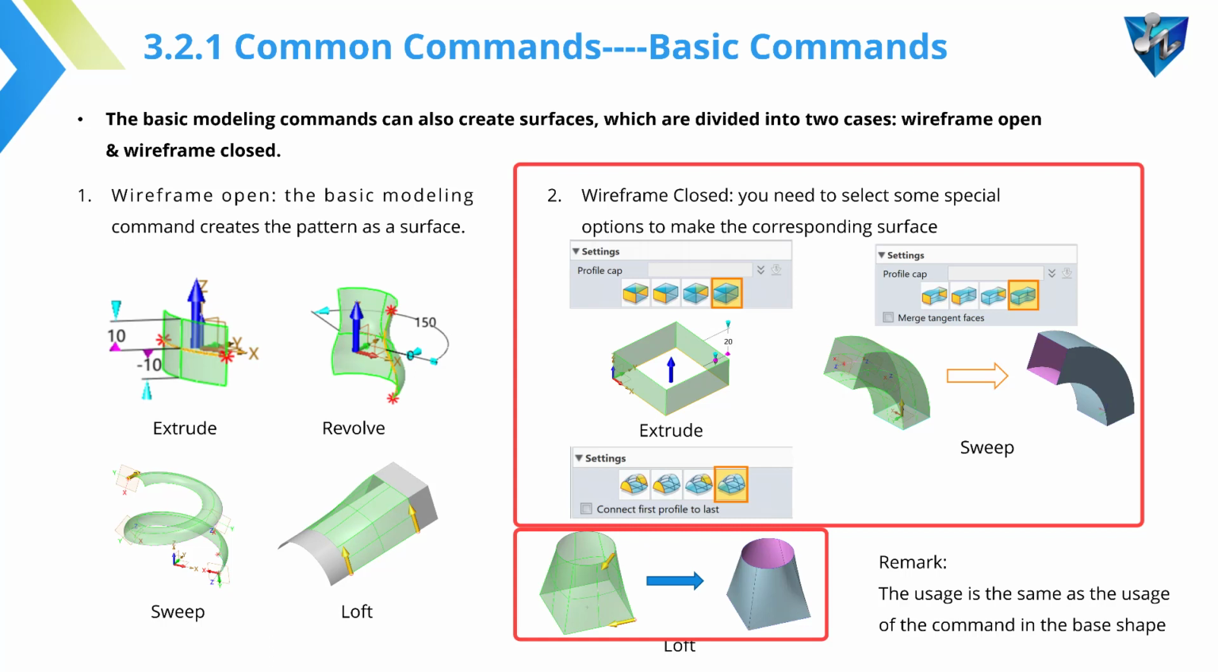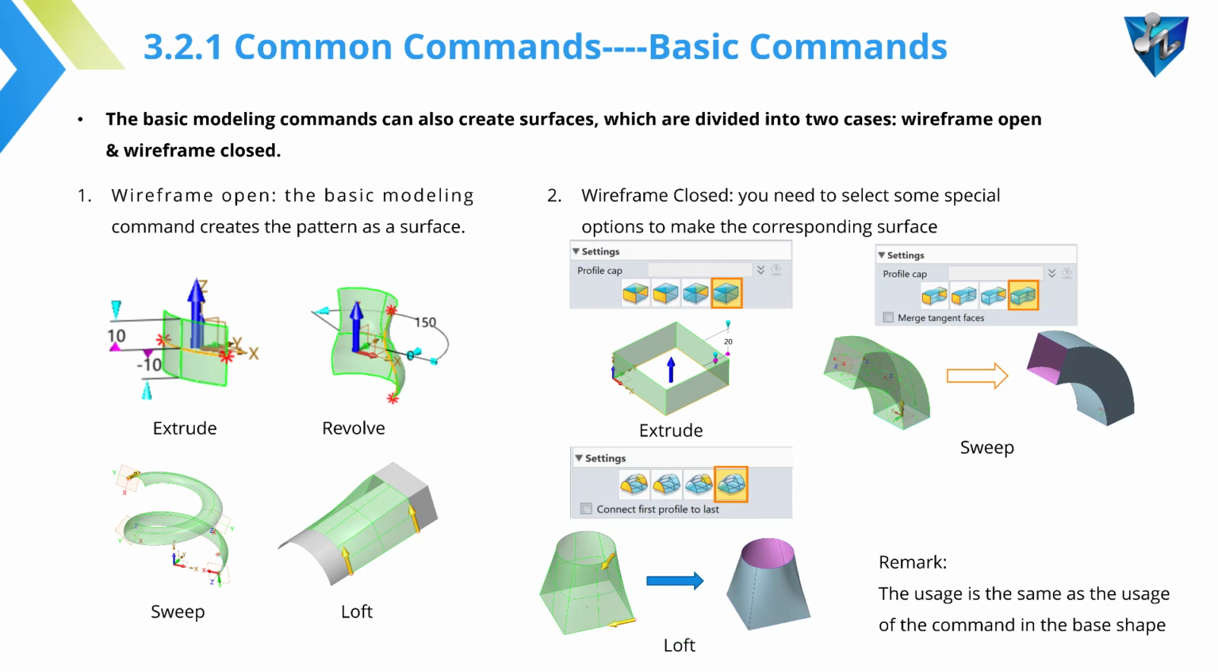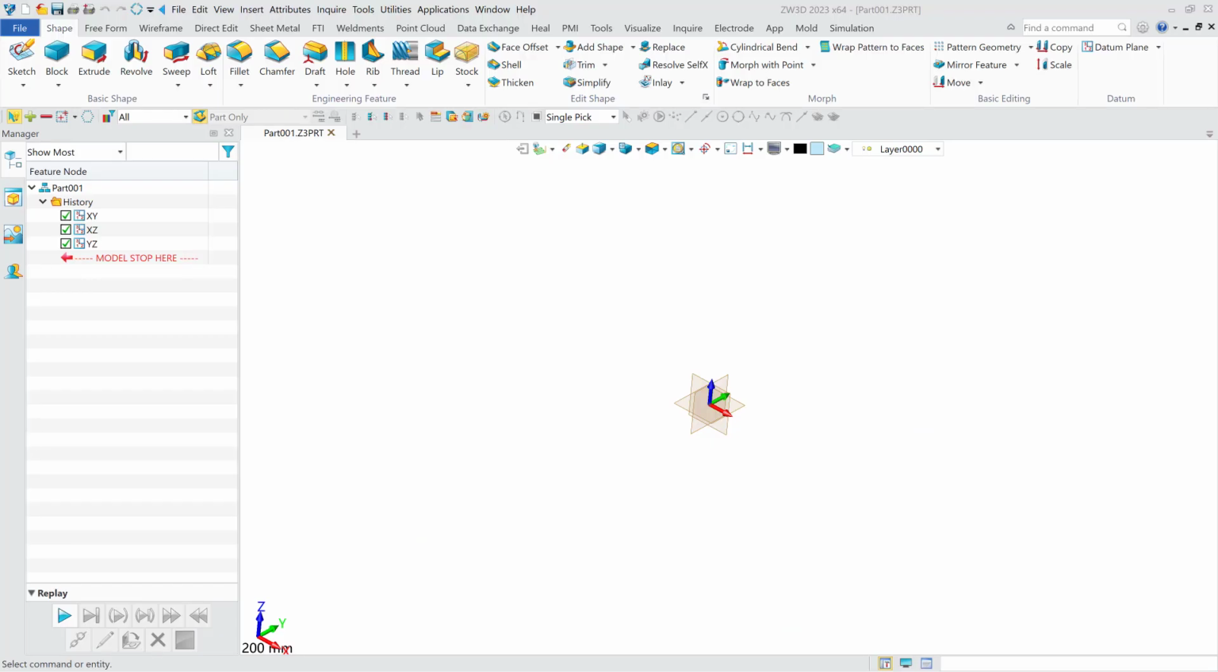The second type is wireframe closed. The commands are the same as for wireframe open, but we need to select some special options to get the surface. All of the usages of these basic commands are the same as in the modeling module. So if you want to learn more about these commands, you could check the training video about the modeling module. Okay, let's move on to ZW3D to show more detail to you. First, I will introduce the status of the wireframe open.